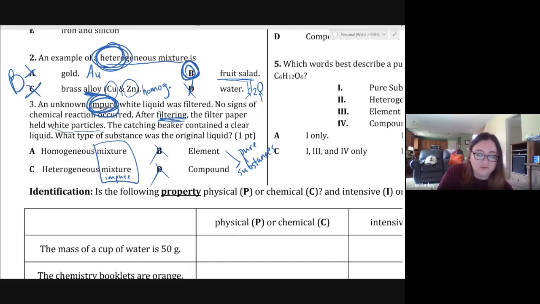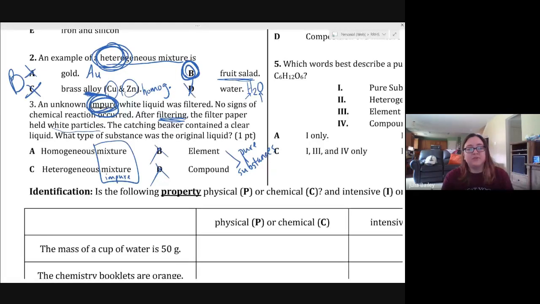And when we look, after filtering, the filter paper held white particles. The catching beaker contained a clear liquid. That means they were able to separate different parts. So when we think about if it was originally homogeneous or if it was heterogeneous, there were separate parts that they were able to filter.